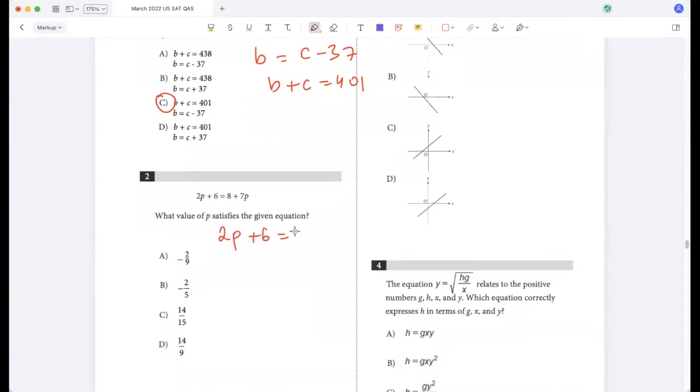2P plus 6 is 8 plus 7P. Minus 5P is 2. So P is negative 2 by 5.